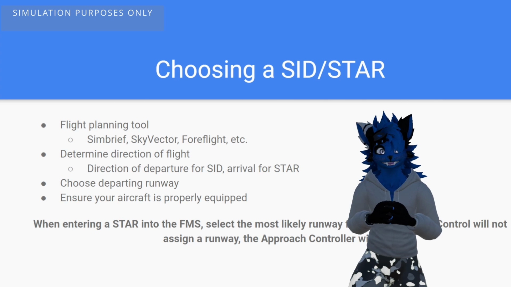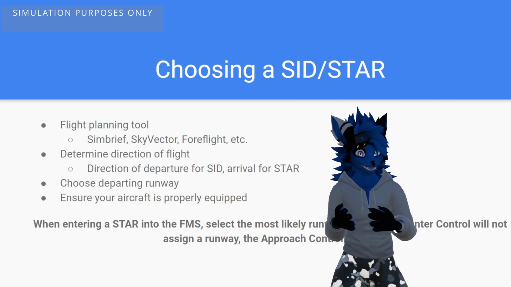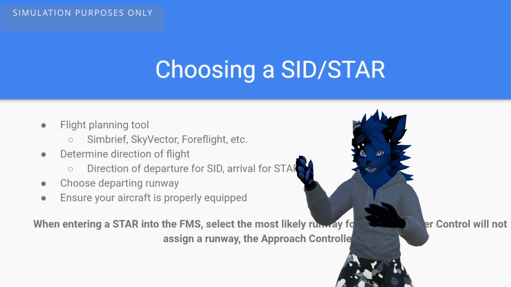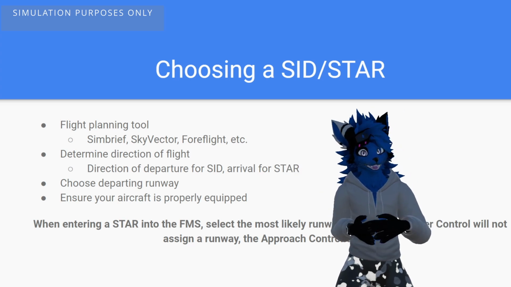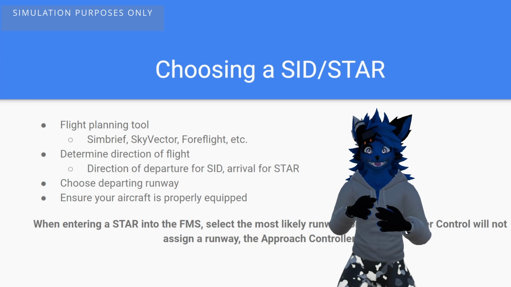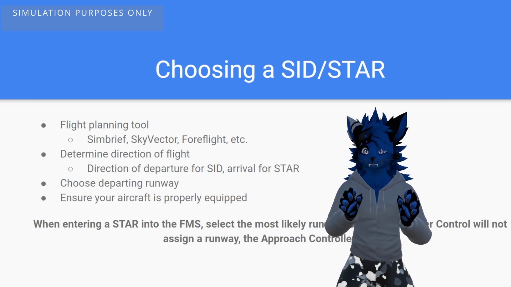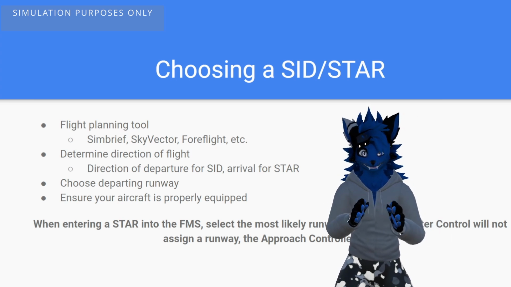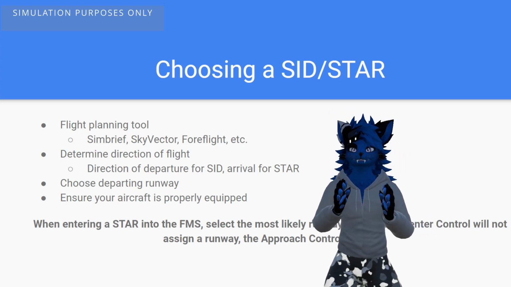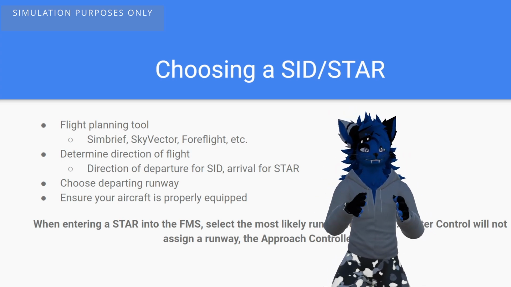If you want to try your hand at choosing a SID or a STAR yourself, you'll first want to determine what your direction of flight is going to be: your direction of departure for a SID and your direction of arrival for a STAR. You'll then want to figure out what runway you're going to be using for departure and arrival. Remember, some SIDs and STARs are specific to the runway that you're going to be using. The last thing you want to make sure is that the plane that you are operating is equipped to fly that SID or STAR.